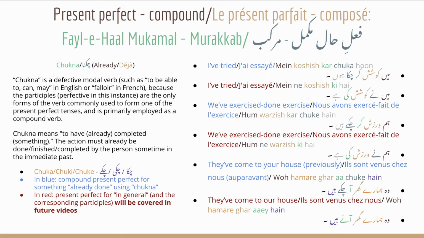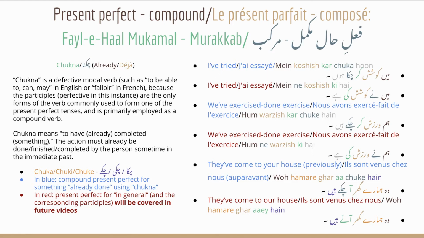I've tried. मैं कोशिश कर चुका हूँ, as in I've already tried. For example, I've tried to open the door. मैंने दरवाज़ा खोलने की कोशिश की है, which is in general. And मैं दरवाज़ा खोलने की कोशिश कर चुका हूँ means I've already tried to open the door. So I've tried it. The red one is मैंने कोशिश की है.